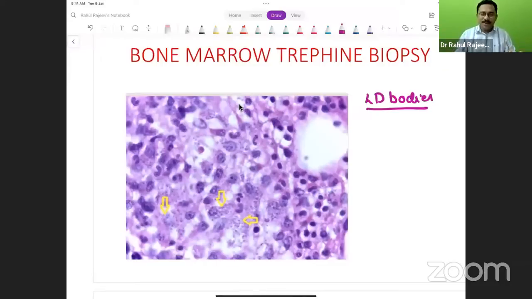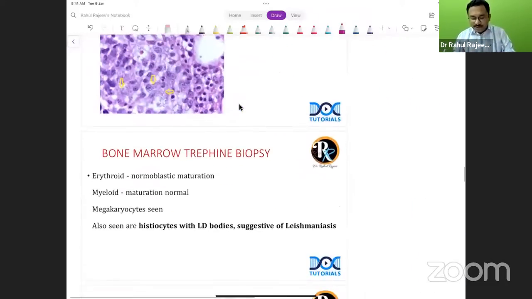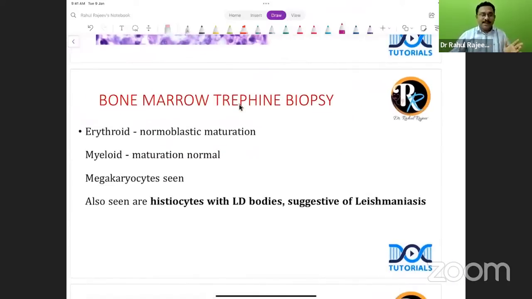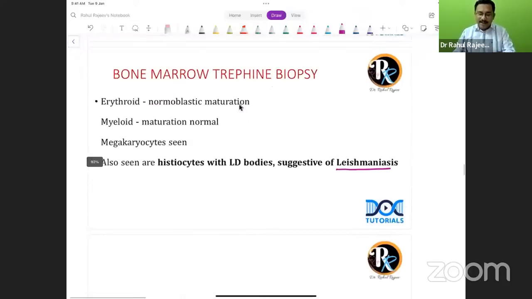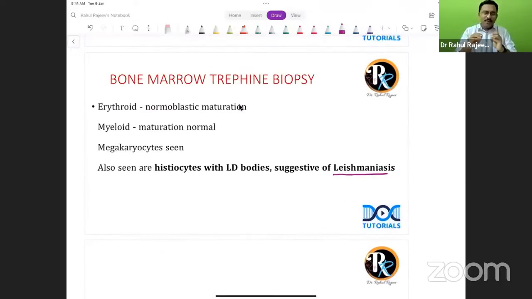Now we are very sure the nodule in his fingers had LD bodies. The bone marrow trephine biopsy also had LD bodies. So this was the bone marrow trephine biopsy result. The erythroid normoblastic maturation, myeloid maturation normal, megakaryocytes were seen. Also seen are histiocytes with LD bodies, suggestive of Leishmaniasis. Right? Fine.